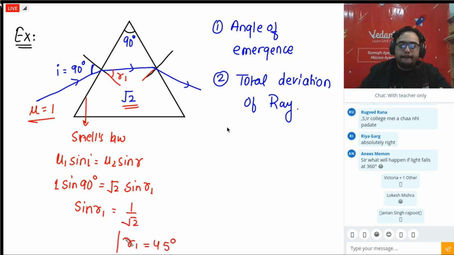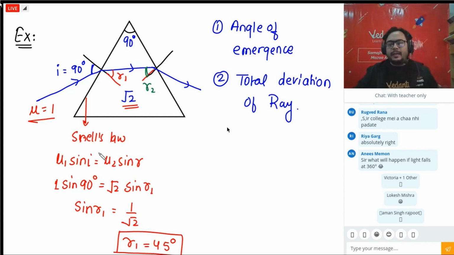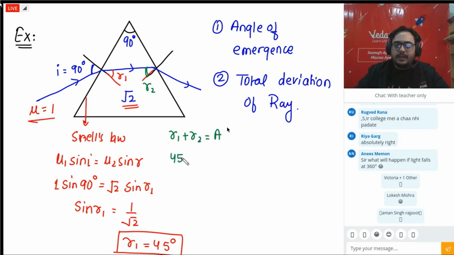Any doubts? Now can I calculate R2? I have just calculated R1. Yes, we know one other formula: R1 plus R2 is equal to A. Now R1 is 45 degree, R2 I have to calculate, and the angle of prism is 90 degree. So this gives me that R2 is also 45 degree.